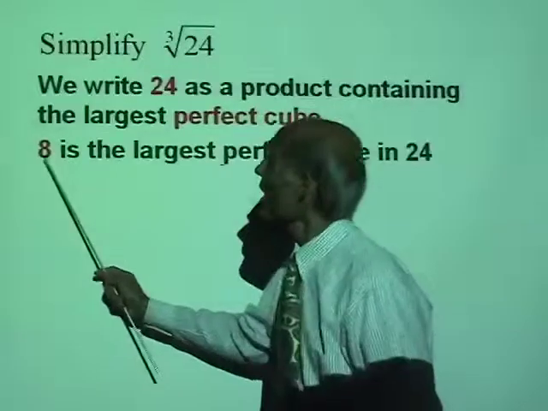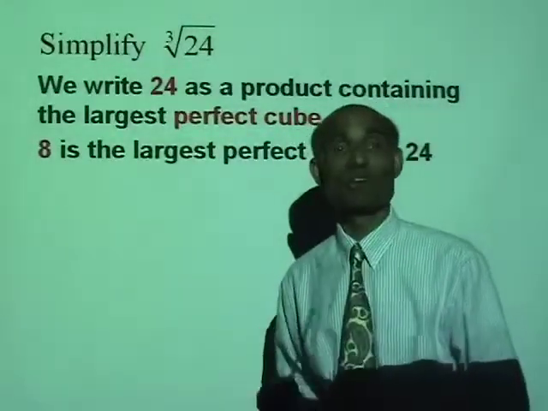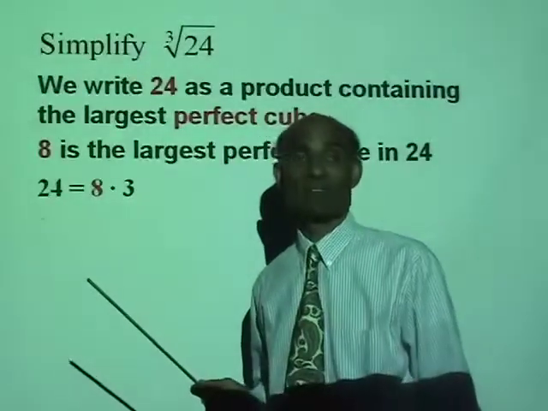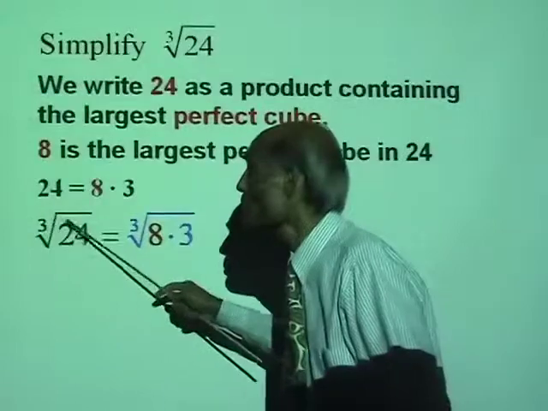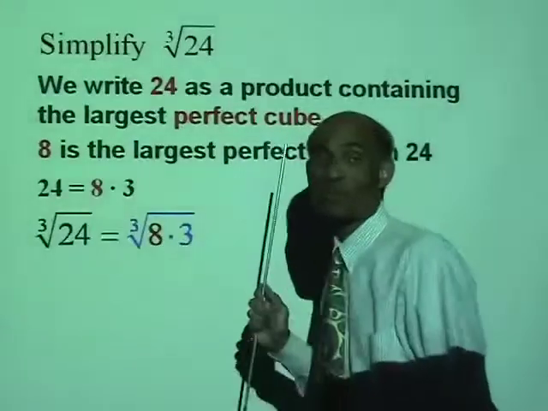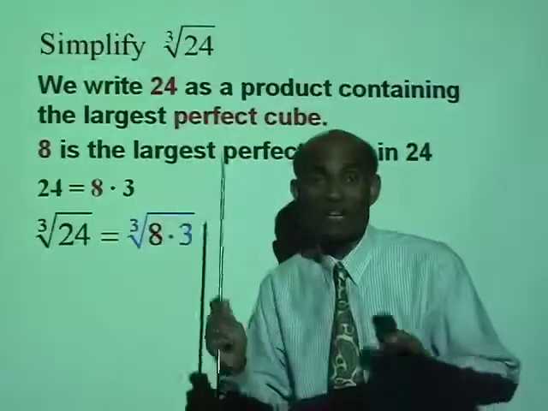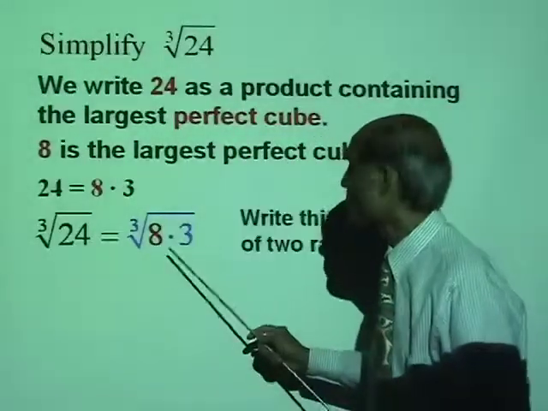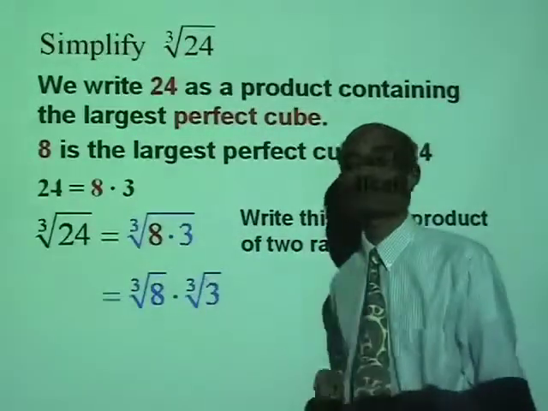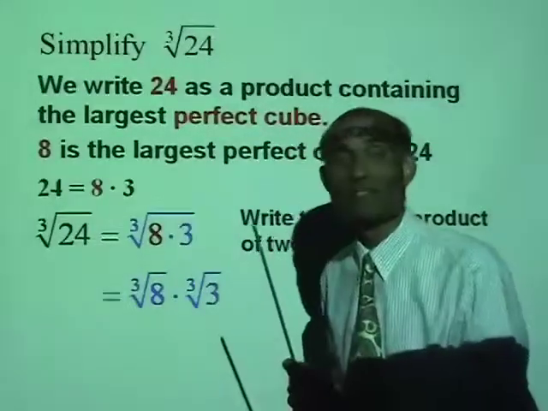Now, 8 is the largest perfect cube in 24. 24 is 8 times 3. Therefore, cube root of 24 is cube root of 8 times 3. What's the next step? Separate that into two radicals. That will be cube root of 8 times cube root of 3. Tell me, what is cube root of 8?